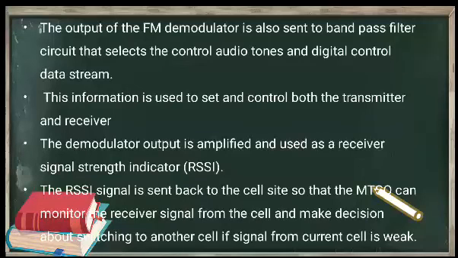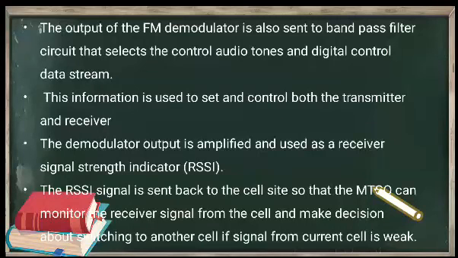The output of the FM demodulator is also sent to a bandpass filter circuit that selects the control audio tones and digital control data stream. This information is used to set and control both the transmitter and receiver signal. The demodulator output is amplified and used as a received signal strength indicator. It is also called RSSI.